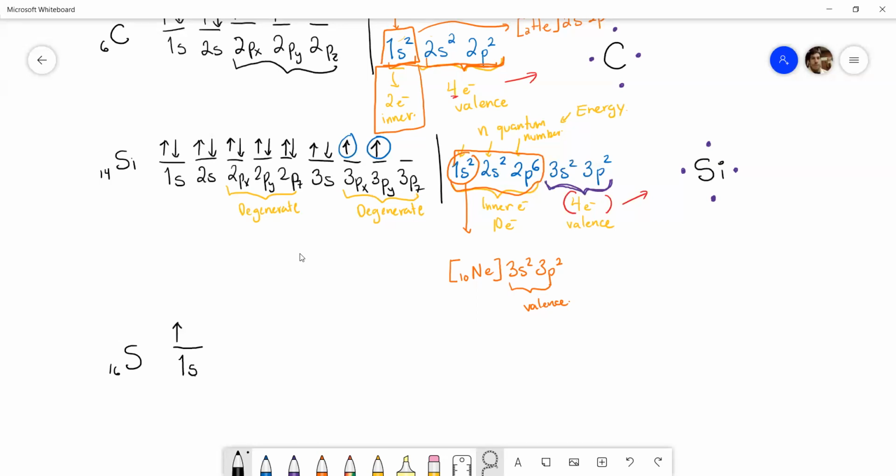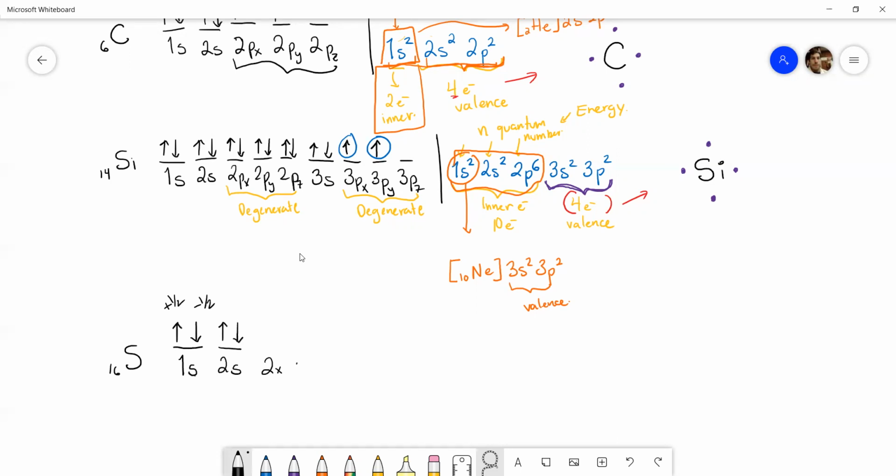One electron has a plus 1/2 spin that we represent with an arrow going up. And the other electron has the negative 1/2 spin, which we represent with an arrow going down. So we have to arrange 16 electrons in the different orbitals. The next orbital is the 2s. 1, 2, we have 4 electrons already.